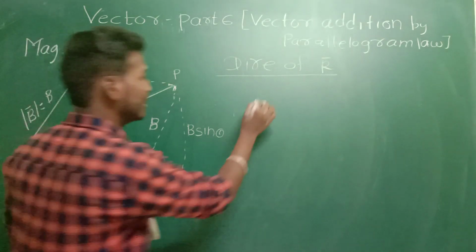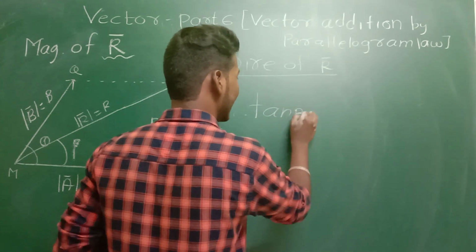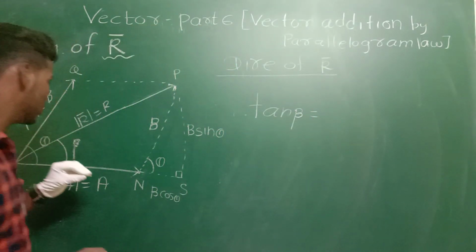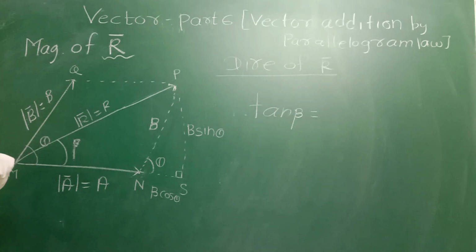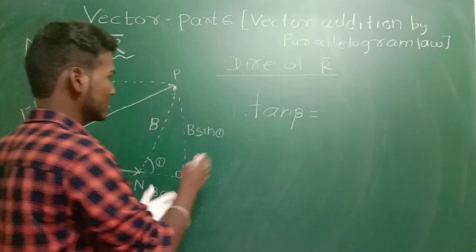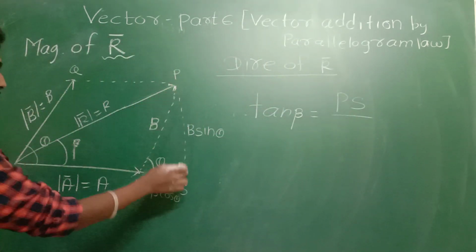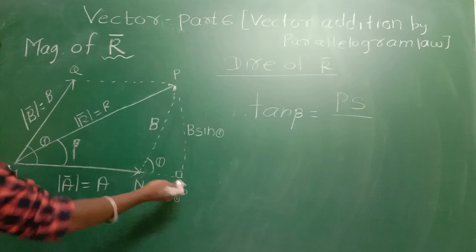So let's take tan beta. To explain the direction of the resultant vector, we just have to tell what the angle is. So tan beta is equal to the opposite side, which is PS in the triangle, divided by the adjacent side MS.